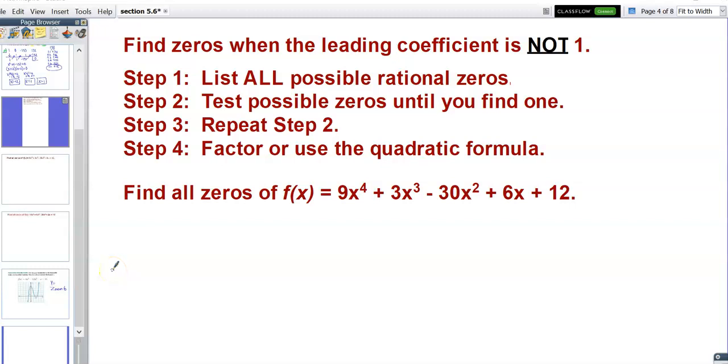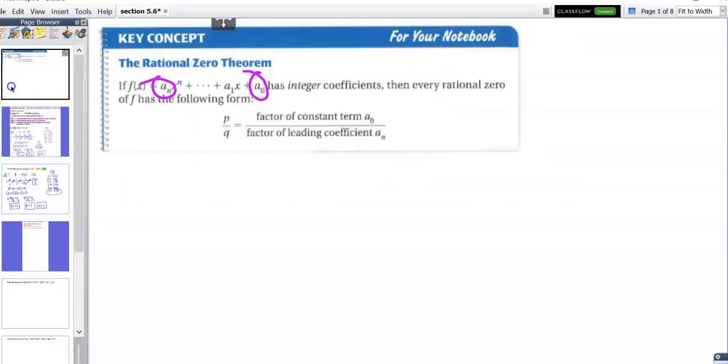Next, we're going to talk about what to do if your leading coefficient is not 1. So I'm going to come back to the original theorem that we had, the rational zero theorem. We have some function of x. You want to take the coefficient of your leading term. So whatever term has the highest exponent, take that coefficient, factor it. Whatever your last term is, the constant term, take the coefficient and factor it.